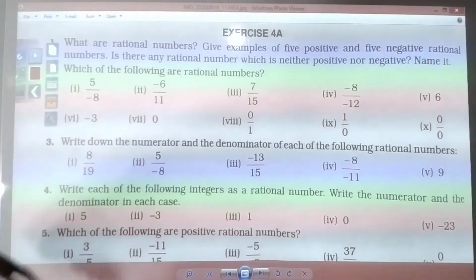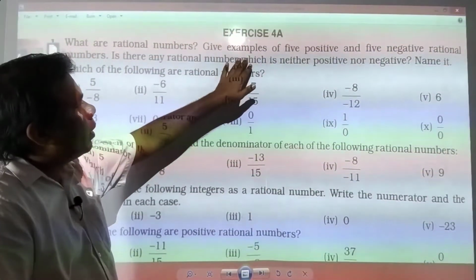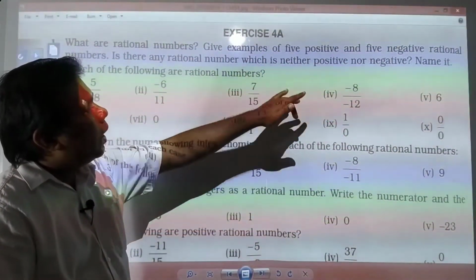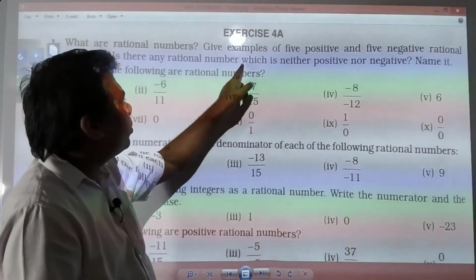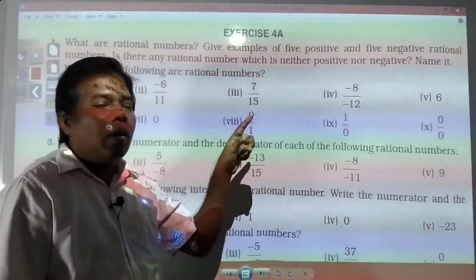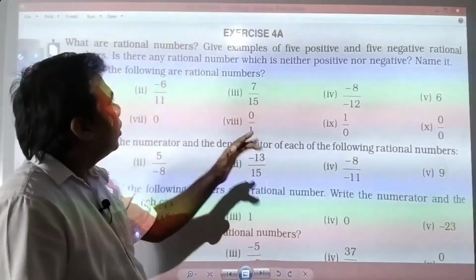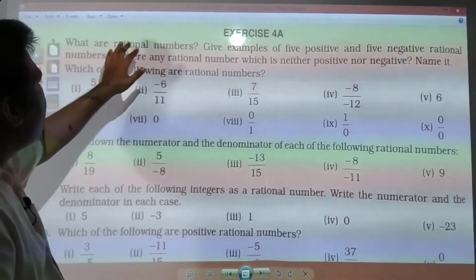First question you have: what are rational numbers? Give examples of 5 positive and 5 negative rational numbers. Is there any rational number which is neither positive nor negative? Name it. So as you remember, what are rational numbers?